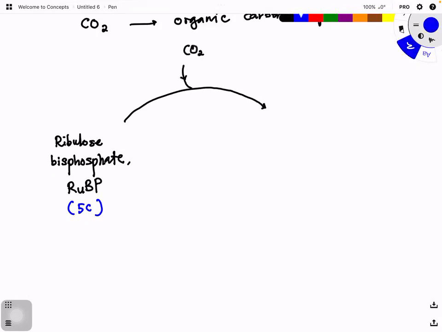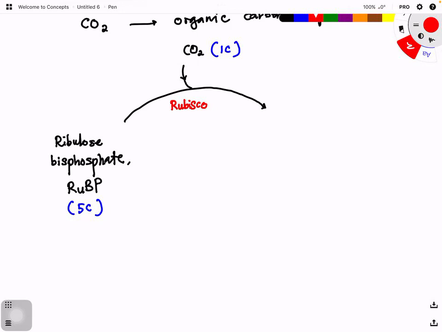CO2 in this case is 1 carbon. The enzyme involved in this reaction is known as Rubisco. Rubisco stands for ribulose bisphosphate carboxylase. Are you clear? Rubisco is a short form, of ribulose bisphosphate carboxylase. It means we add the carbon to this ribulose bisphosphate, RuBP.